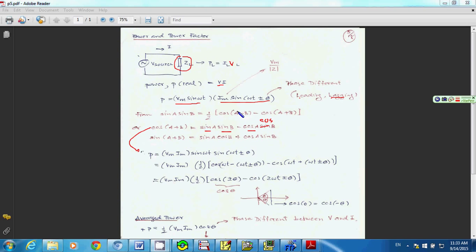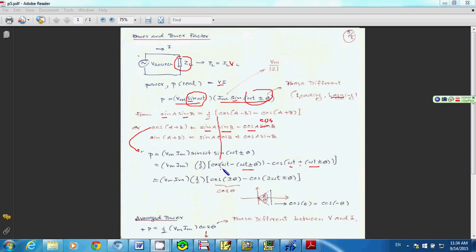So what I have here, this is A, right? And this is B, right? I want to use this property because this term is sine multiplied by sine, right? So I can write this term right here as 1 over 2 cosine (A minus B), this is my B, and then minus cosine (A plus B), right?